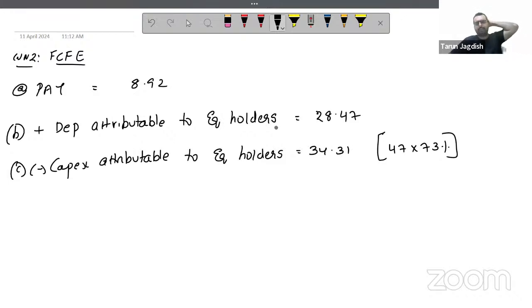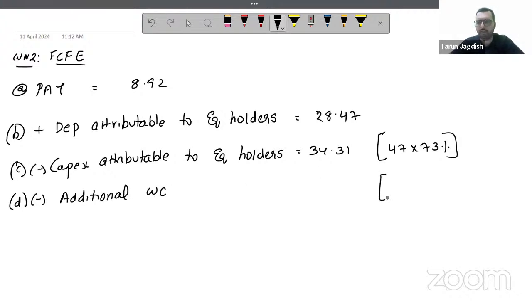Okay, see what happens is depreciation per share means it is a total depreciation per share. Am I right? And that depreciation ideally is attributable to both equity holders also, debt holders also. So in this question, we need to take only that depreciation which is attributable to equity holders. Okay?